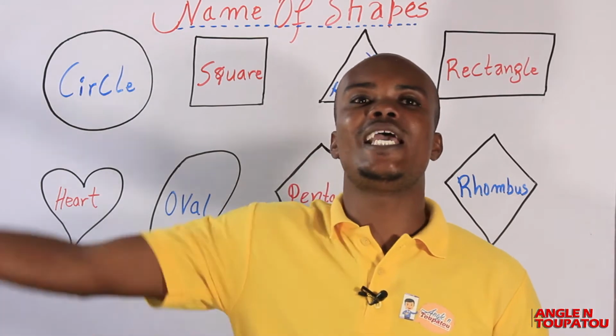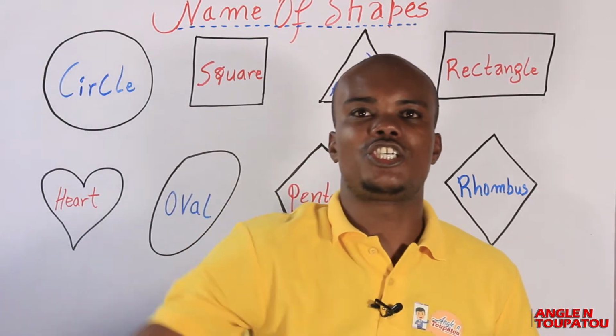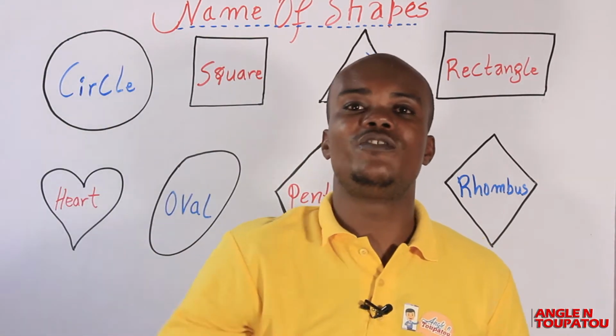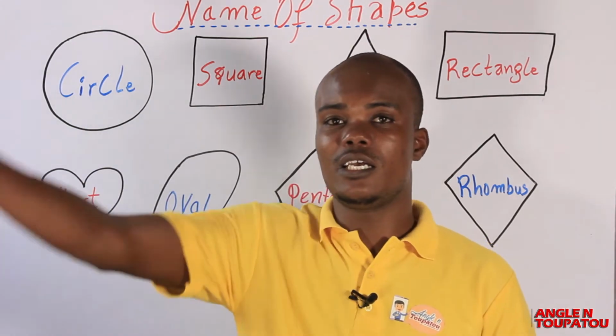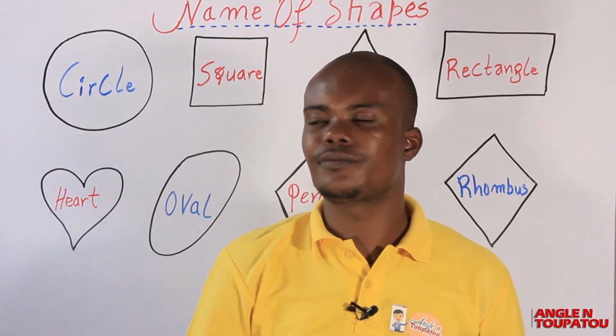Now, I am tracing this shape. To trace signifie tracer. Ma tracer shape ça. I am tracing this shape.